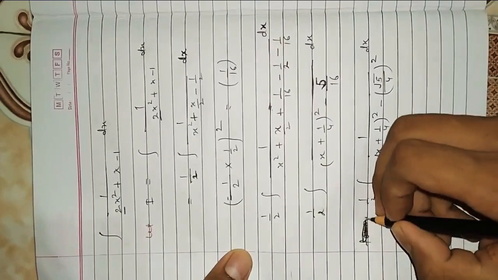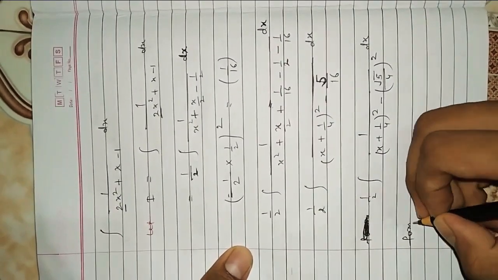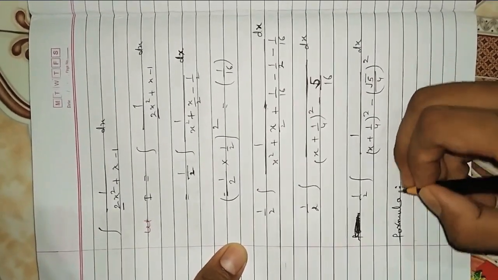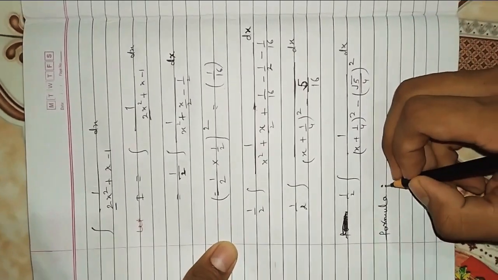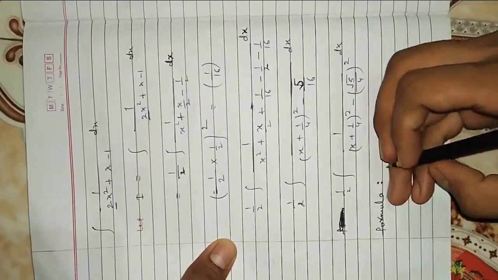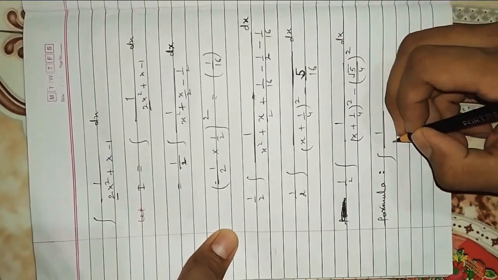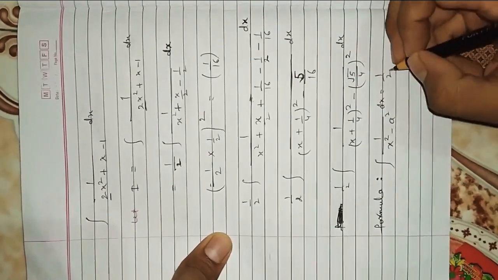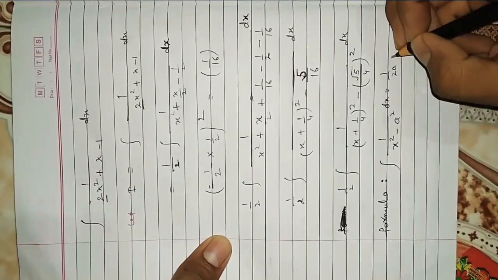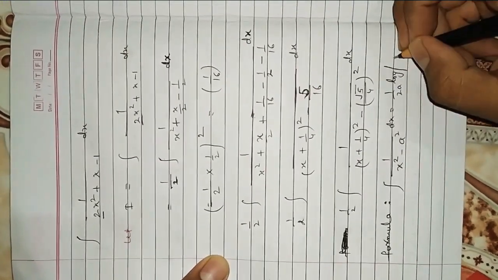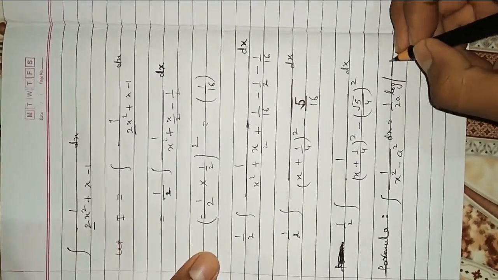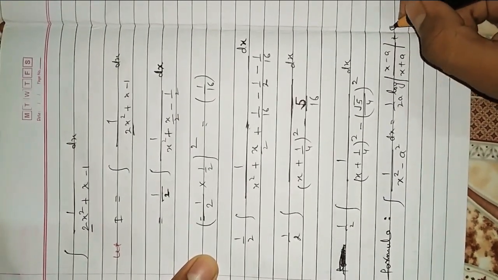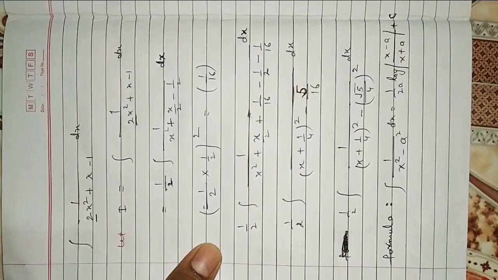Formula number, some formulas you need to remember. I am going to list out the formulas in next videos, so you can note them down. So these are the formulas. If you have the integral of 1 upon x square minus a square into dx, you will get 1 by 2a log of x minus a upon x plus a, okay, and plus c. Don't forget c, write down c.